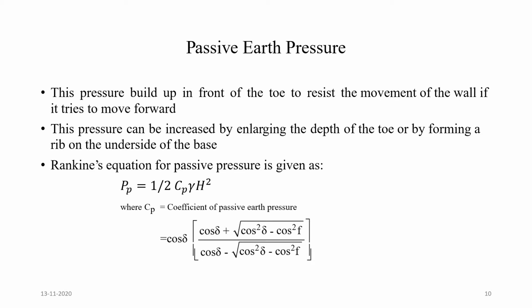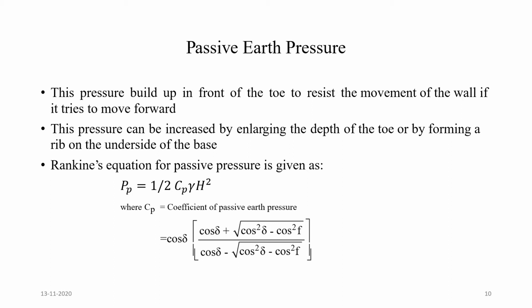Next one, passive earth pressure. This pressure builds up in front of the toe to resist the movement of the wall if it tries to move forward. This pressure can be increased by enlarging the depth of the toe or by forming a rib on the underside of the base.